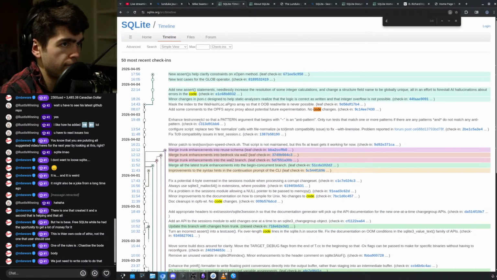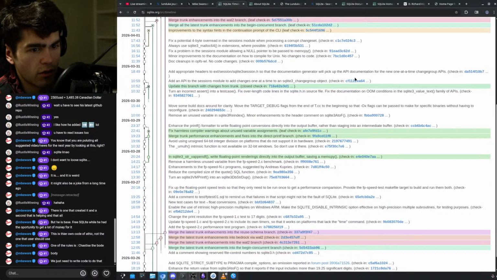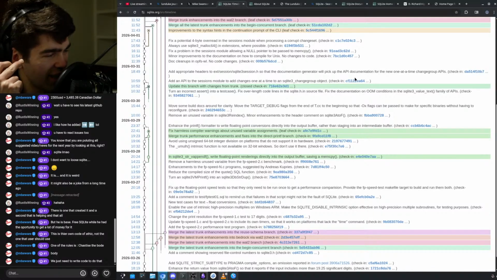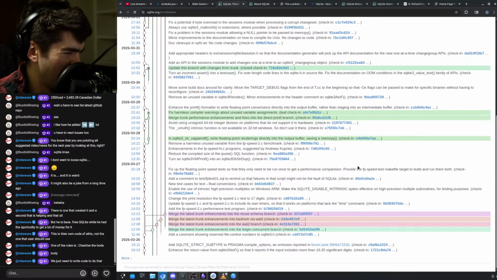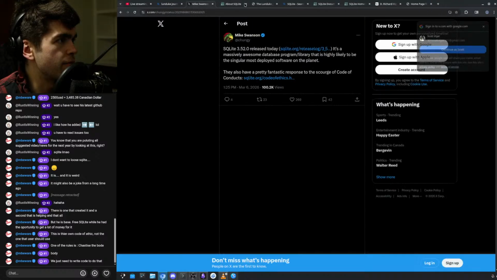Code. Or not? Alright. One of the rules is chastise the body. We need to write the code to do that. I don't even know what to say. Anyway, it's a nice meme. It's a nice meme.